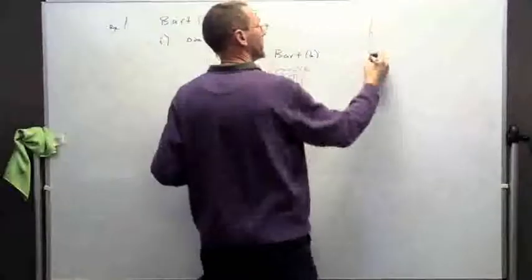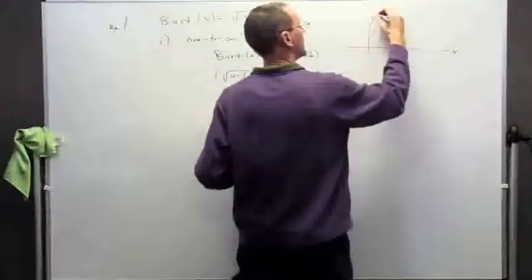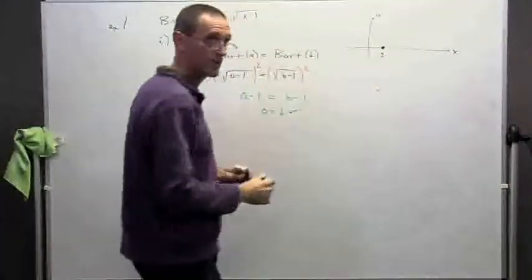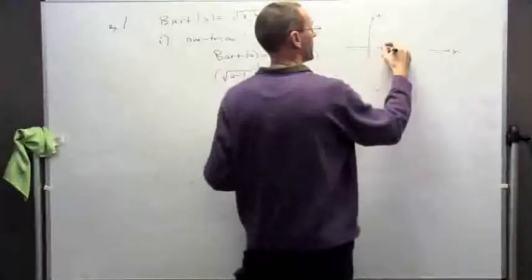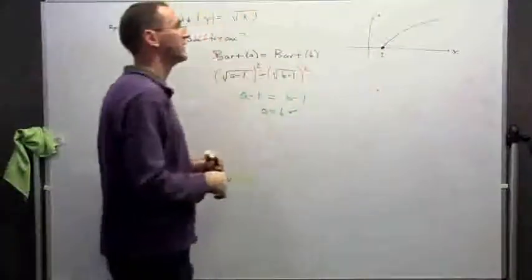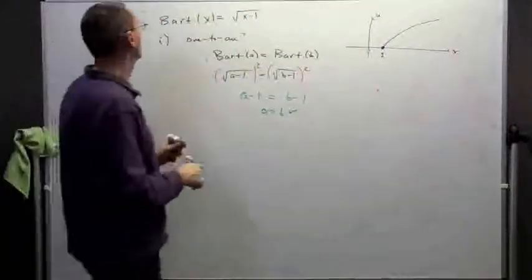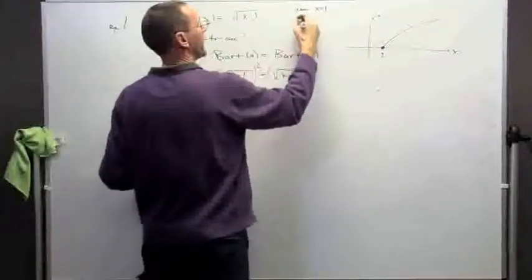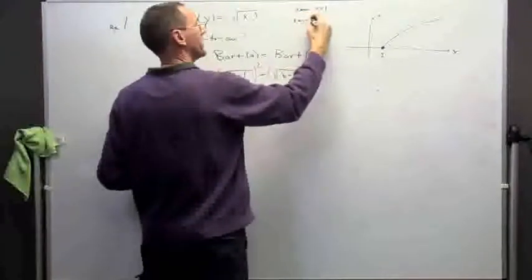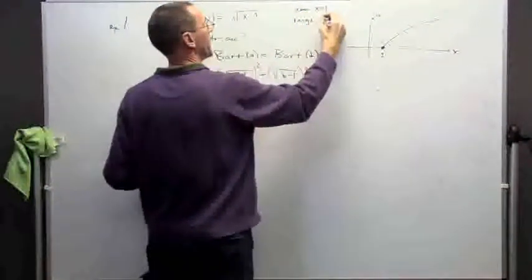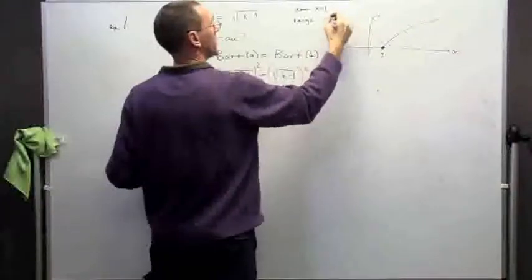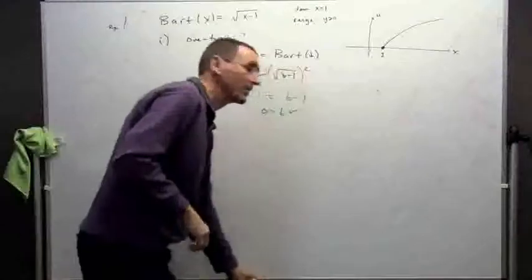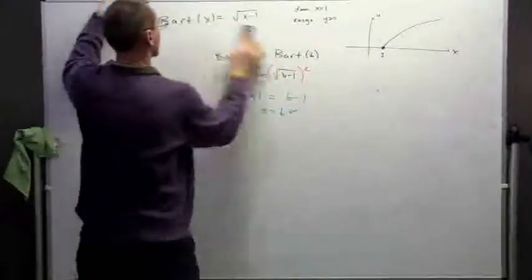In fact, if I graph it, so this is going to be at 1. I can plug in x equals 1 as in the domain, but anything smaller than that is not. I get something like that. Okay. So what do I have? I have here that the domain is x greater than or equal to 1, and the range is y greater than or equal to 0. Okay? All right. Let's see if we can find the inverse.